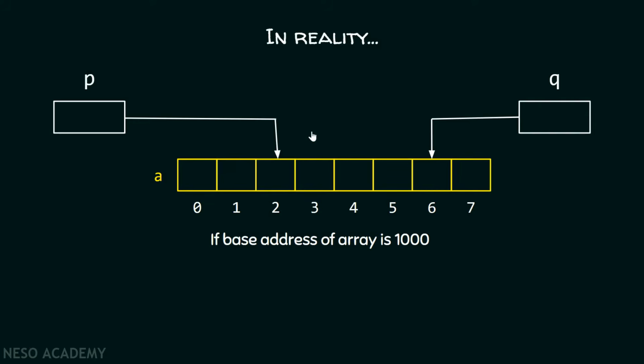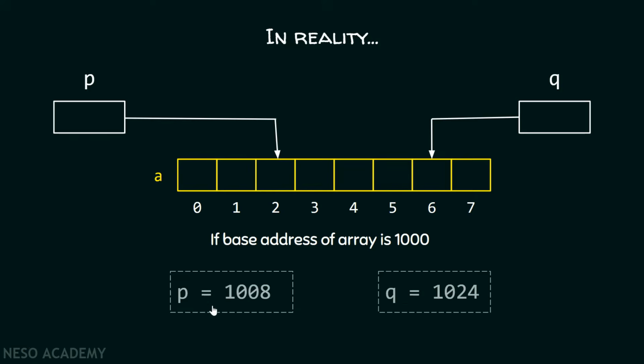In reality, if the base address of this array is 1000, then p contains the address 1008 and q contains the address 1024, right? Because the address of this location is 1008, as 1000 plus 2 into 4 is 1008, and 1000 plus 6 into 4 is 1024, right? Therefore, p initially contains the address 1008 and q initially contains the address 1024.